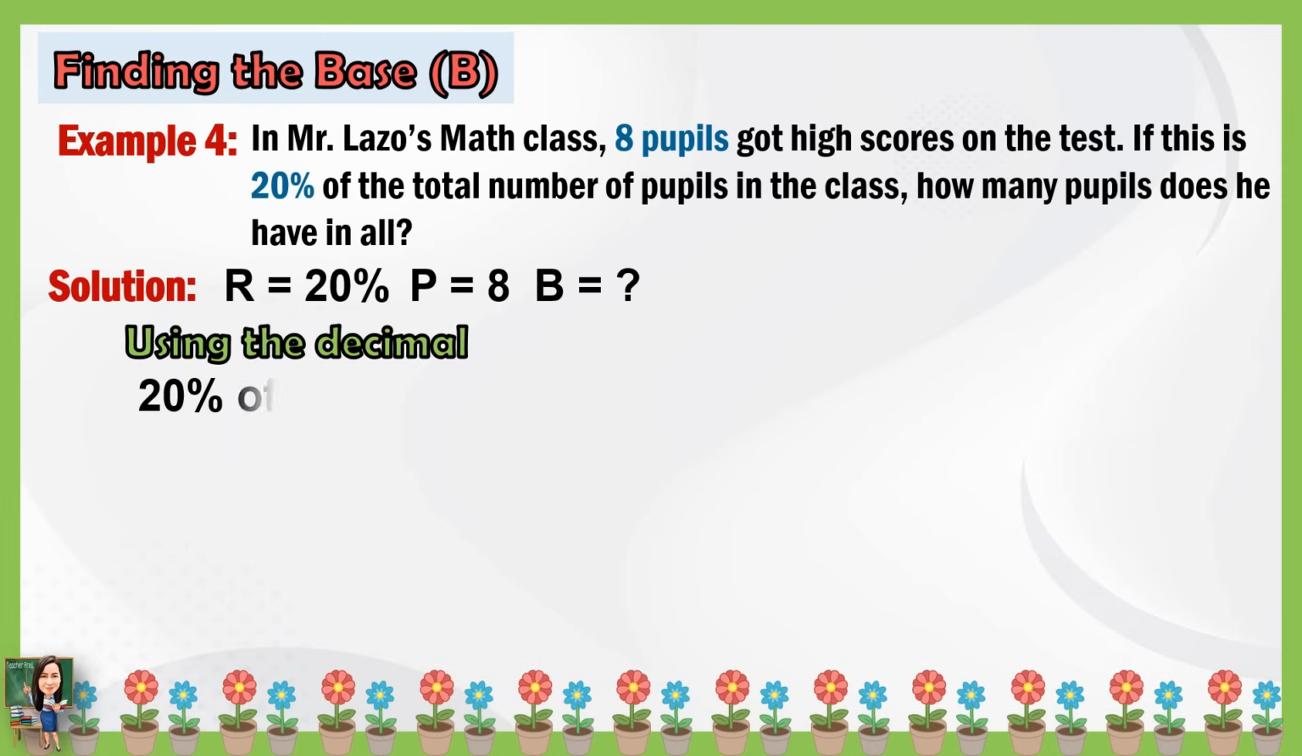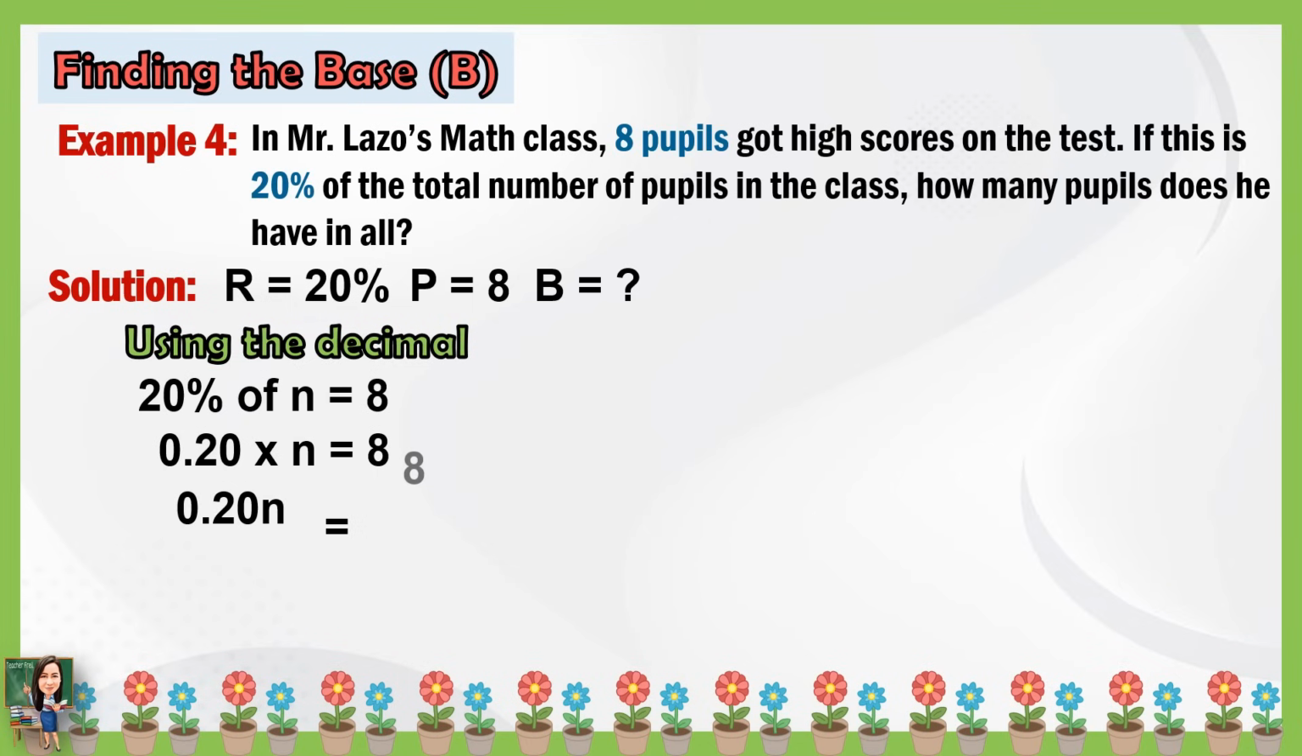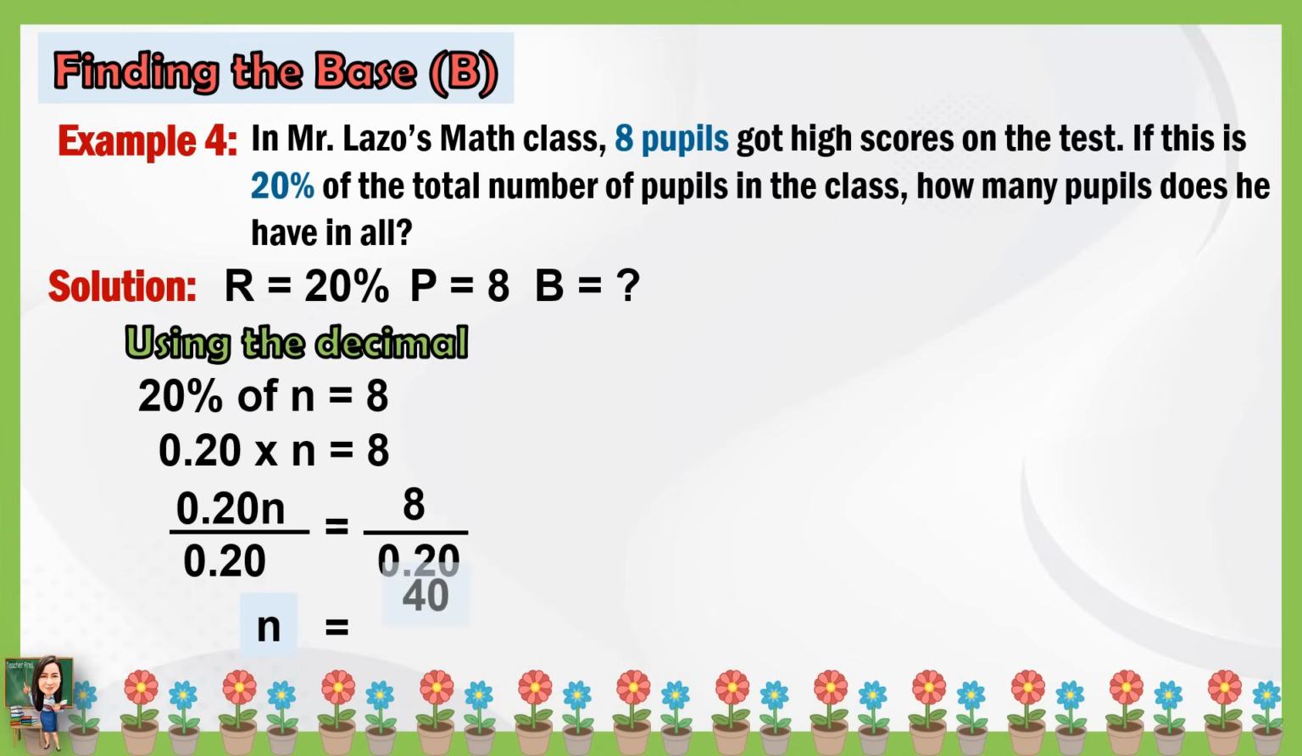Using the decimal, 20% of n equals 8. In decimal, 20% is 20 hundredths times n equals 8. 20 hundredths times n equals 20n equals 8. Then divide them both by 20 hundredths. 20 hundredths n divided by 20 hundredths equals n, and 8 divided by 20 hundredths equals 40. So the equivalent of n is 40.